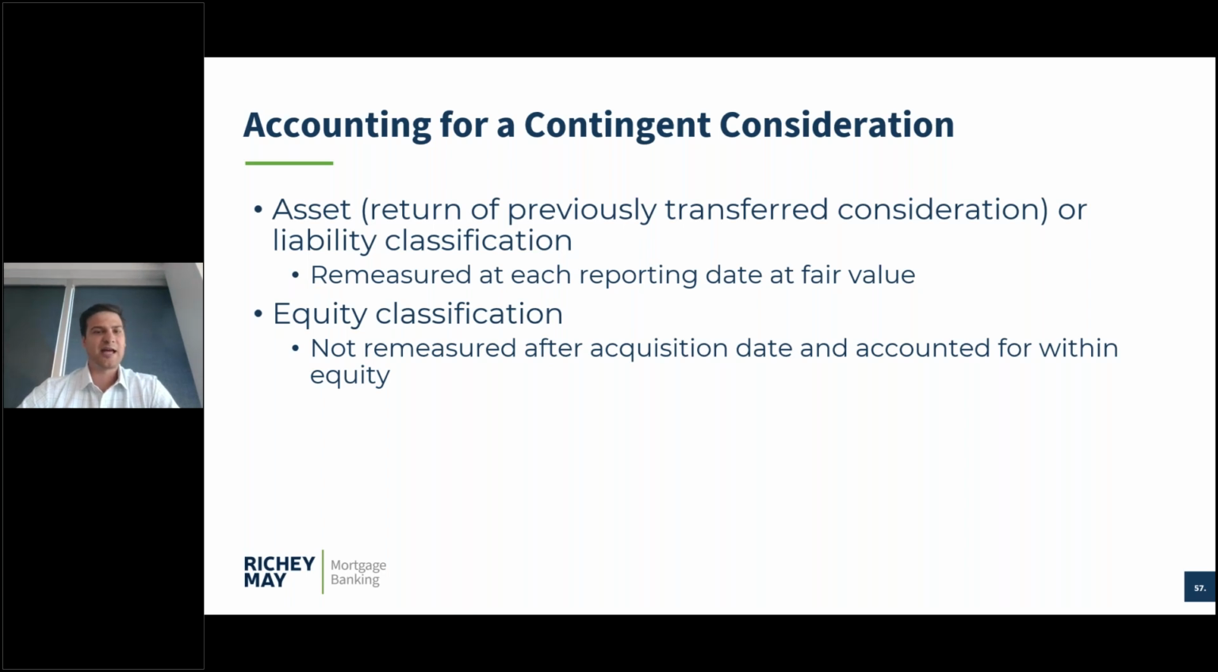And a contingent asset occurs when previously transferred contingent consideration is returned. Contingent gains are not allowed in accordance with GAAP, so a contingent asset is not a contingent gain. Lastly, it can be classified as equity, but going forward in this presentation, I'll just focus solely on the classification as a liability.